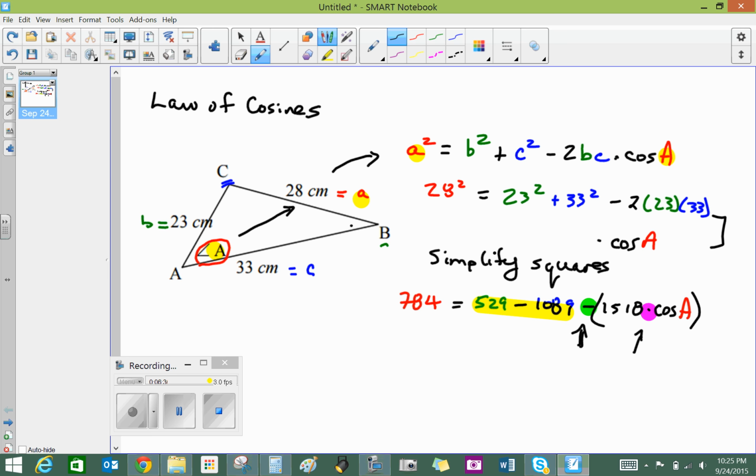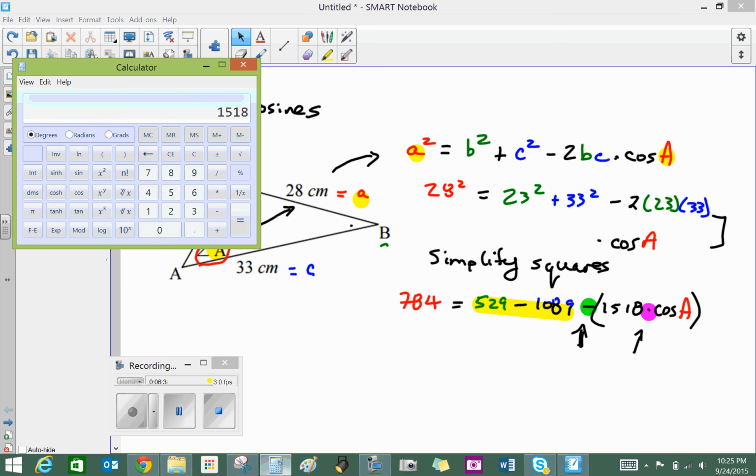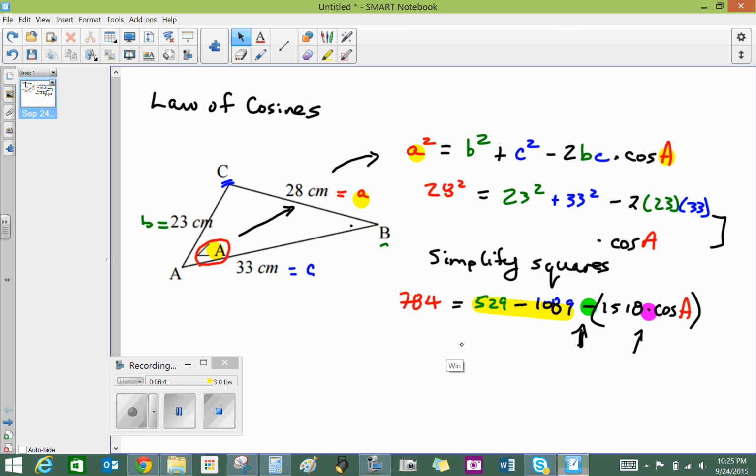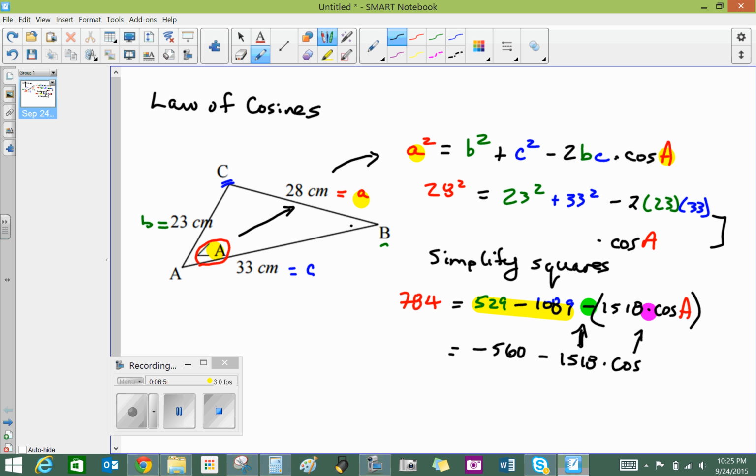So let's get the subtraction done. So 529 minus 1089, that's minus 560. Minus 15 times the cos of A. Okay, so again, we're going to leave this here, this term that we have.